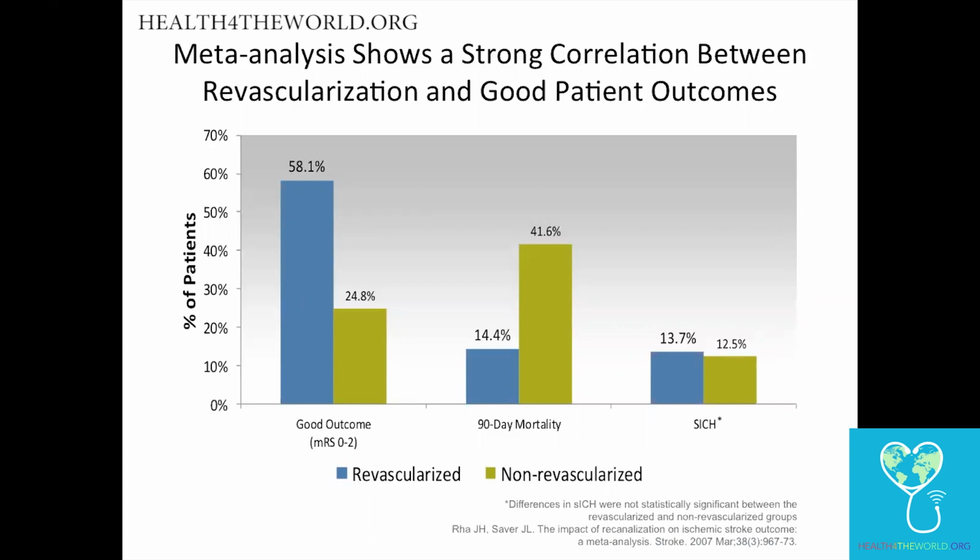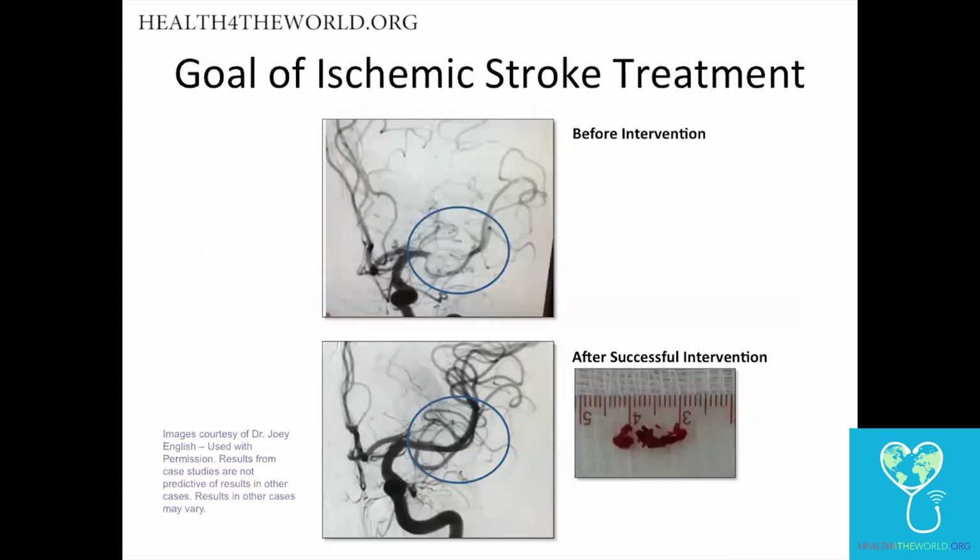And most importantly, at the very end there, just because you open the vessel does not necessarily mean that you're at a higher risk for having symptomatic intracranial hemorrhage. That's always a concern when you open up a vessel into an area that's had a stroke, that you could get a reperfusion bleed. So this is the goal of stroke treatment as it exists today.